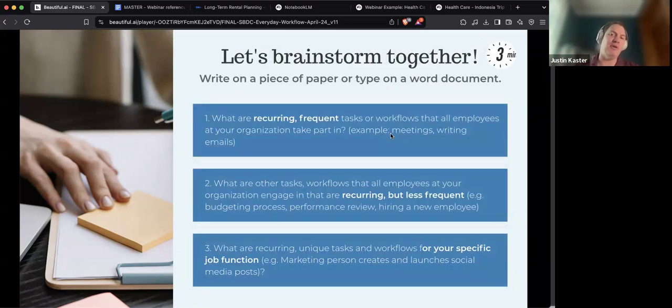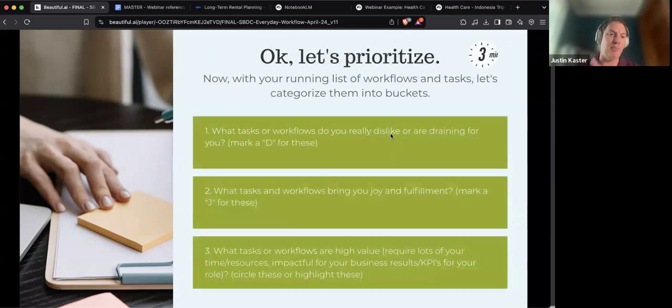All right, so we're going through, we're looking at these tasks. Now we've identified the different types of tasks and we're prioritizing them in a way that'll help us group out the ones that are good candidates to look at for generative AI integration. So hopefully you've made some progress on marking D for the ones that you dislike, J for the ones that bring you joy and fulfillment or that you think a human being should fully own or own a lot more, and then tasks that are high value from those different angles.